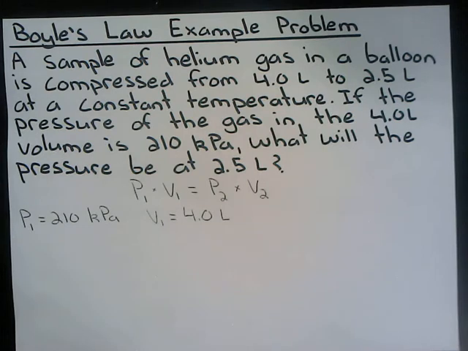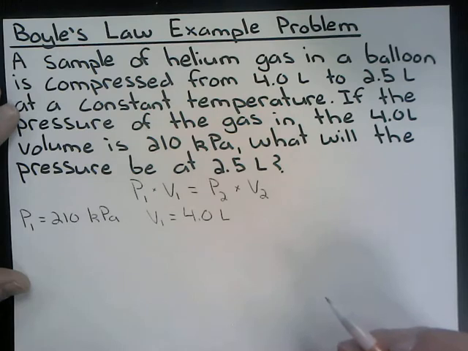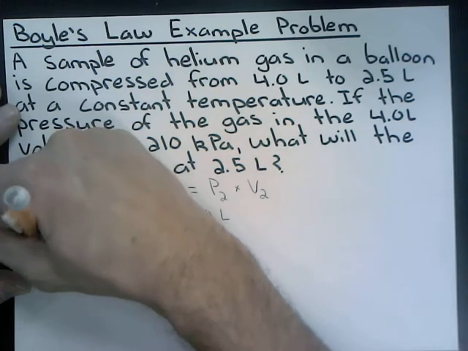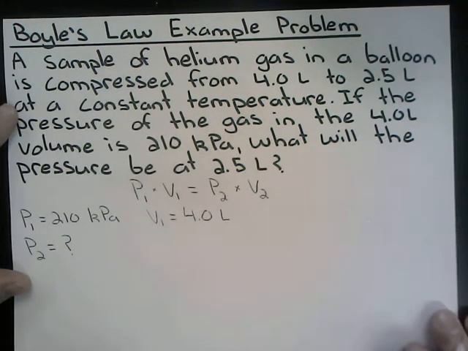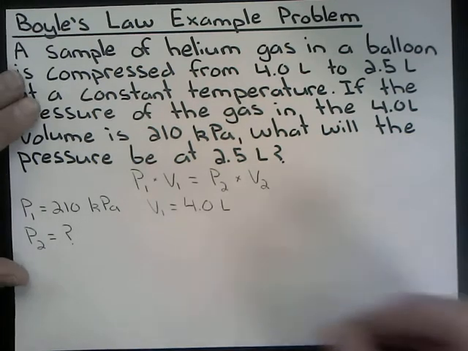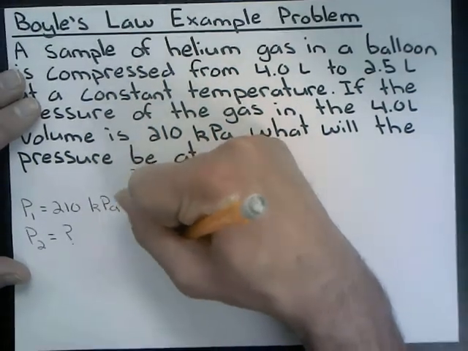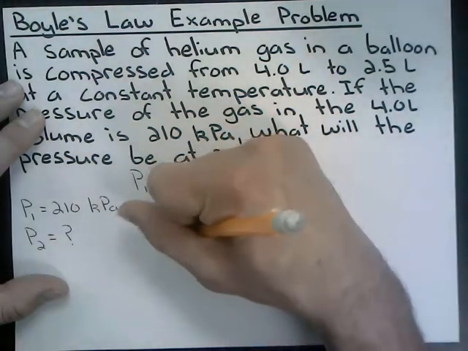Now we go to our second pressure. If we read this, and we can read it again, but you won't find a second pressure. And that's because the problem says, hey, what is the pressure when we compress the volume? So our P2, or our final pressure, is going to be a question mark. Now our volume, our second volume, or our final volume, the balloon is compressed to 2.5 liters.